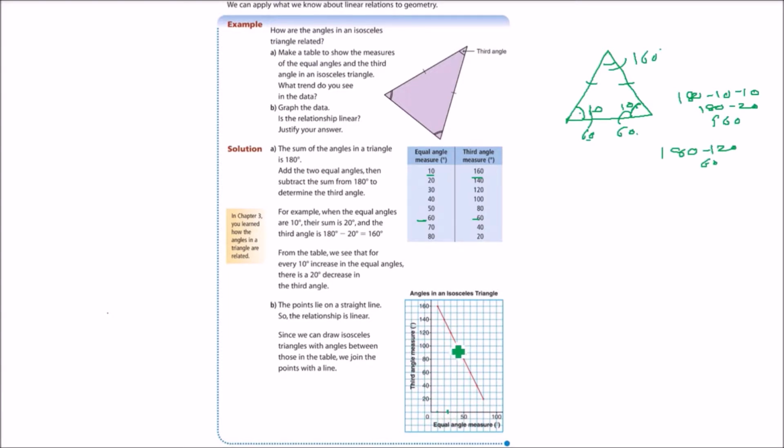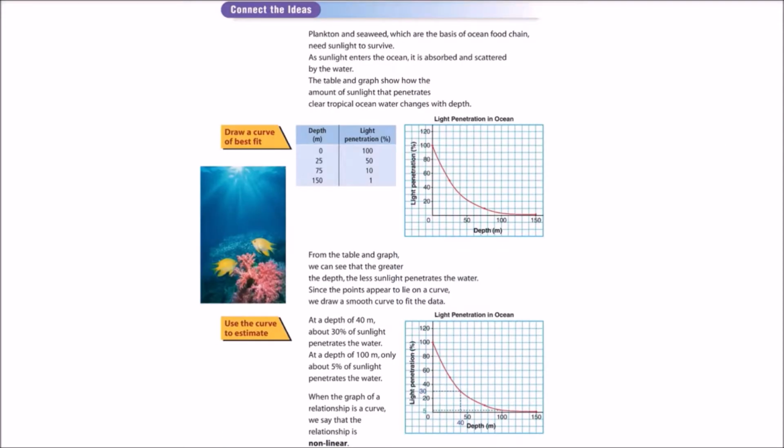If I join this by making a parallel line, and now I can come here. So this is around 130. So exactly this 35 value, this 25 value will have the third angle measure as 130, and which is exact. So this is how we employ the plot to find out any intermediate value.